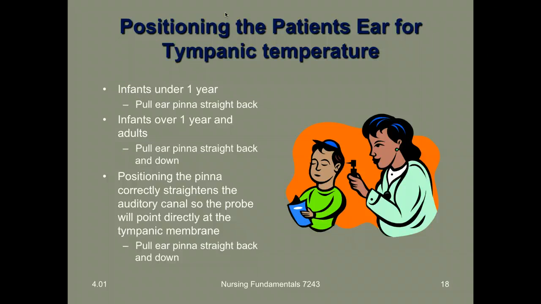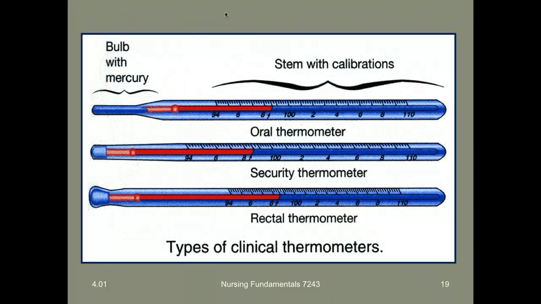For infants under 1 year, you need to pull the pinna of the ear straight back. That is the position. For infants over a year and adults, the ear pinna goes straight back and is pulled down. Positioning the pinna correctly straightens the auditory canal so the probe will point directly at the tympanic membrane. Remember, it measures infrared heat off of those blood vessels, so make sure you pull the ear pinna straight back and down.